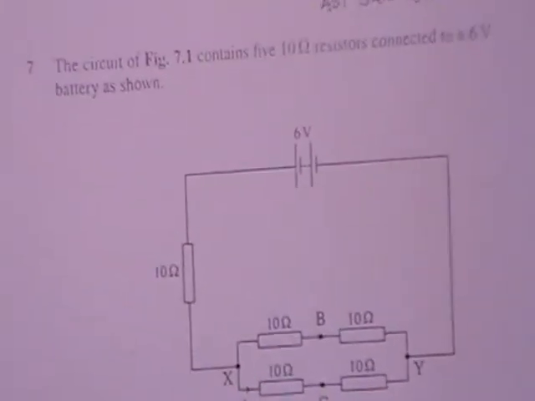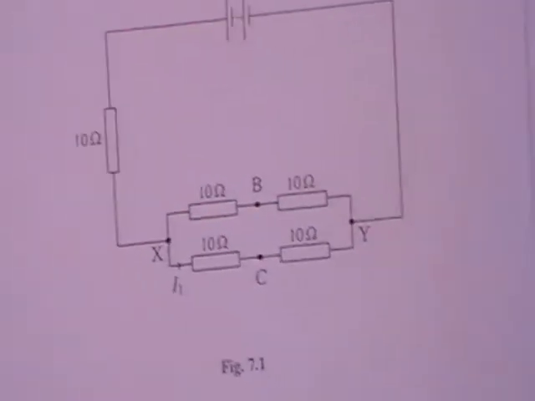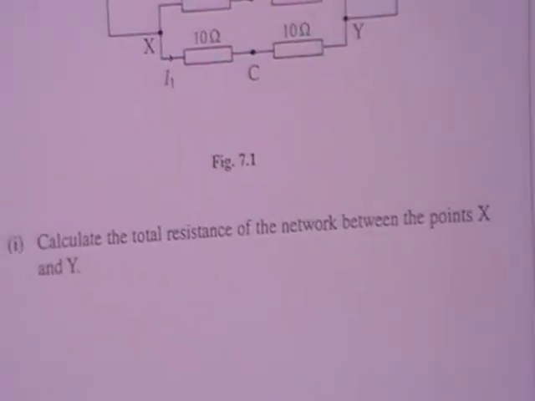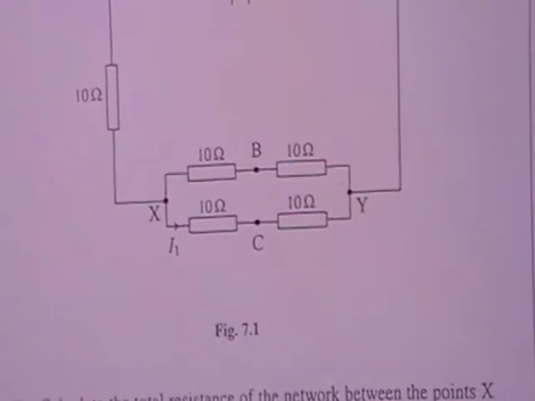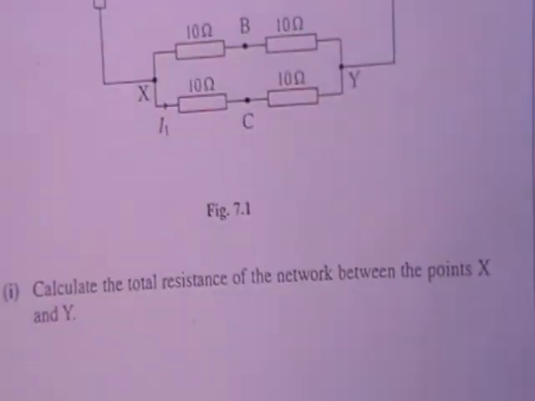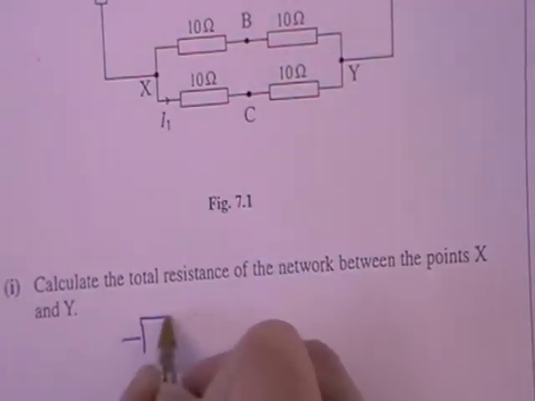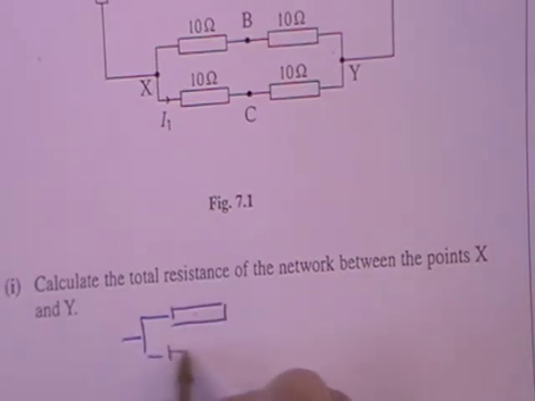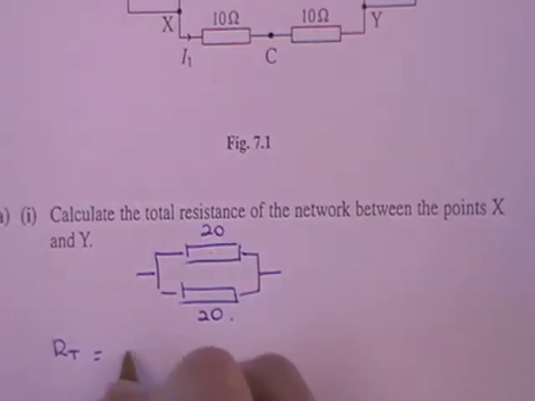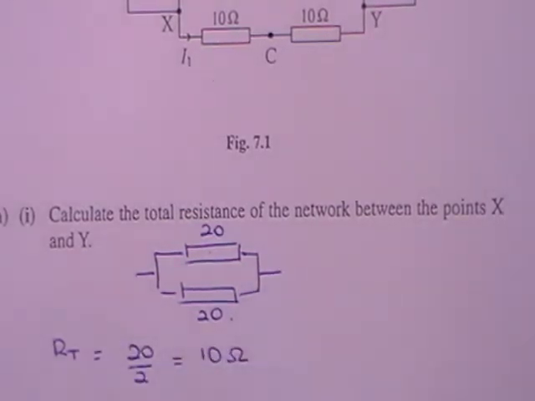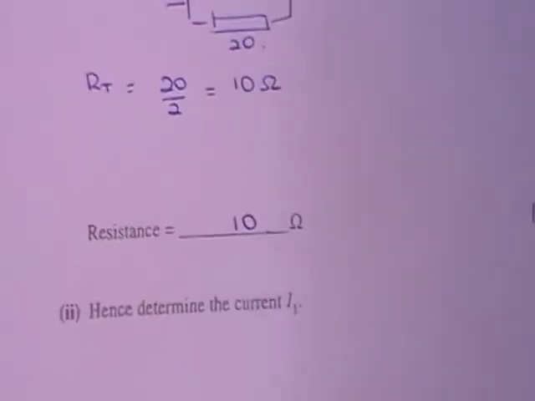We'll just scan in a wee bit then. And it says calculate the total resistance of the network between the points X and Y. So X and Y is just the parallel bit. And so in total there, in the parallel bit, we effectively have 2 20 ohm resistors. And doing this the easy way, the total resistance in a parallel circuit which has got 2 identical resistors is just half of one of them. And so the answer there is 10 ohms.